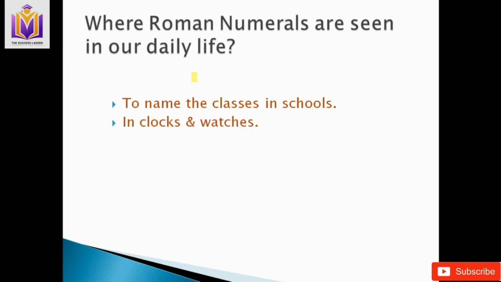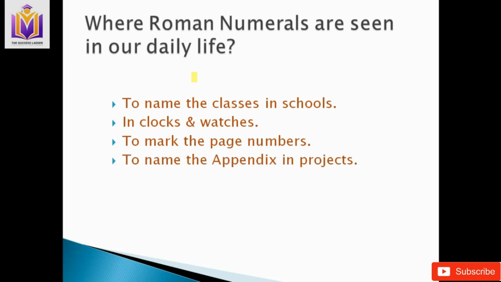In clocks and watches, a few clocks and watches have the numbers written in Roman numerals. The third one, to mark the page numbers. Sometimes page numbers are also written in Roman numerals. To name the appendix in projects, like we have projects and at the back of the projects we have different appendices, to label the appendix also we use Roman numerals.